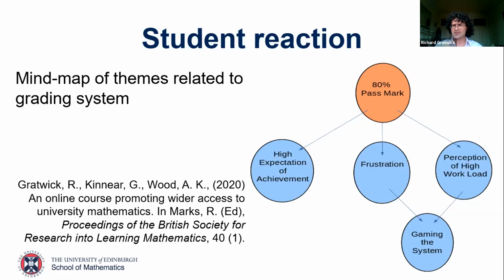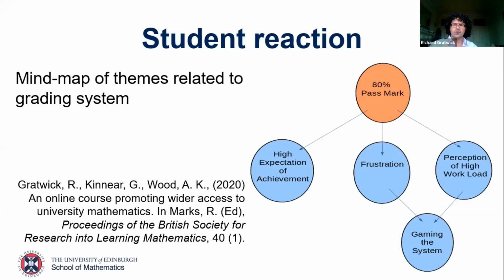There were slightly less encouraging outcomes from the 80% pass mark. Inevitably, it led to a degree of frustration. Students getting 75%, 79%, and feeling they were sort of entitled to get some credit for that, but getting literally none.